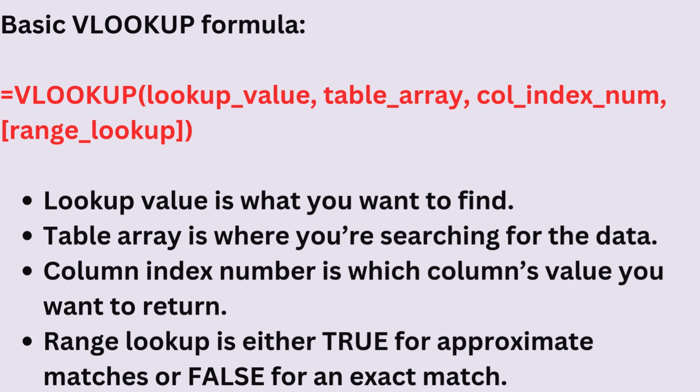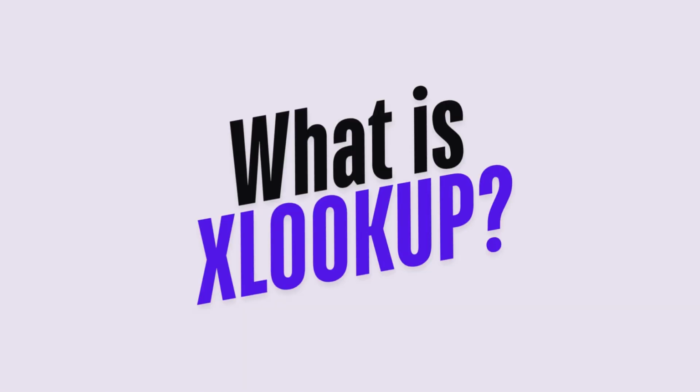Here's an example of a basic VLOOKUP formula. Equals VLOOKUP, open parenthesis, lookup value, comma, table array, comma, column index number, comma, open bracket, range lookup, close bracket, close parenthesis. Lookup value is what you want to find. Table array is where you're searching for the data. Column index number is which column's value you want to return. Range lookup is either true for approximate matches or false for an exact match. Sounds simple, right? But VLOOKUP has some limitations that we'll cover in just a bit.